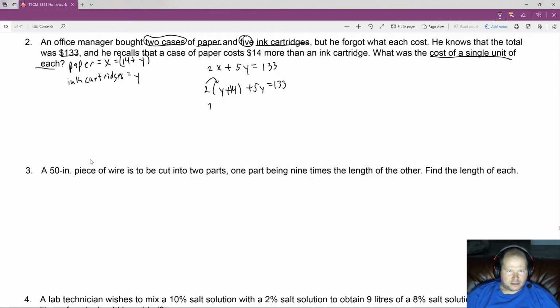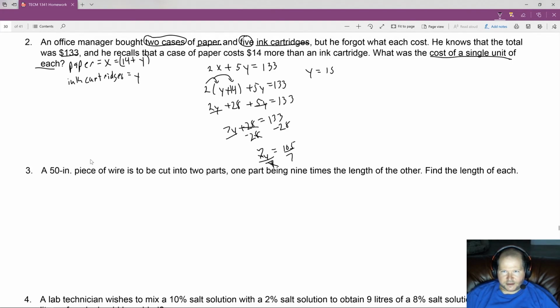So 2 times Y is 2Y. 2 times 14 is 28, plus 5Y is equal to 133. So 2Y plus 5Y is 7Y. 7Y plus 28 is equal to 133. Next, we want to get the variable term 7Y by itself, so we have to subtract 28. Whatever we do to one side, we do to the other, leaving me 7Y is equal to 133 minus 28, which would be 105. Now we undo the multiplication of Y by 7 by dividing by 7, and whatever we do to one side, we do to the other. So the 7's cancel out, leaving me Y is equal to 15.